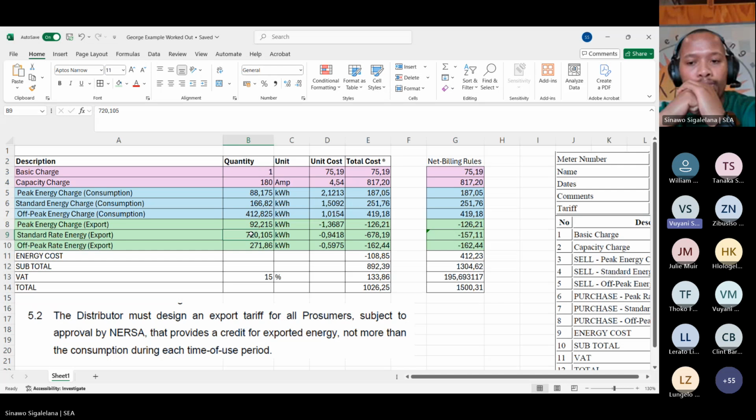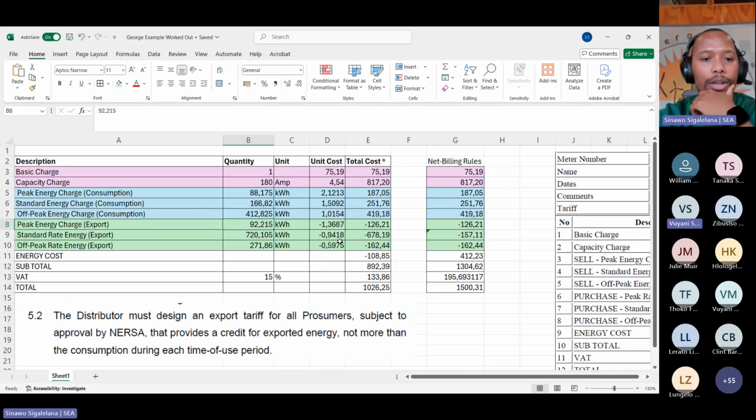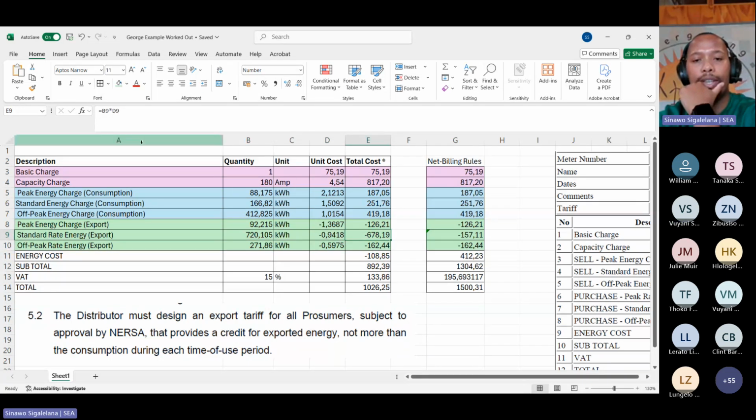What is the total unit cost? Is it minus 678.19? So this is the total cost, right? So this is the credit. You see the minuses here, these are the export credits. So you multiply the credit with the kilowatt hours. So did we use the full 720 as the credit there to get to the minus 678.9? Yes, that's what we used there.